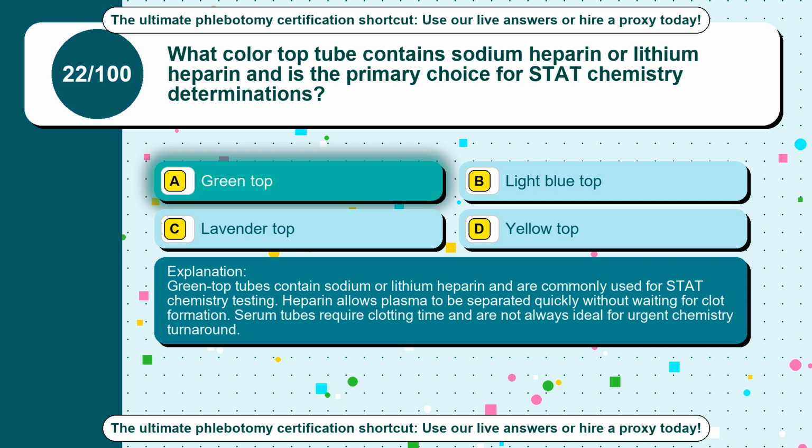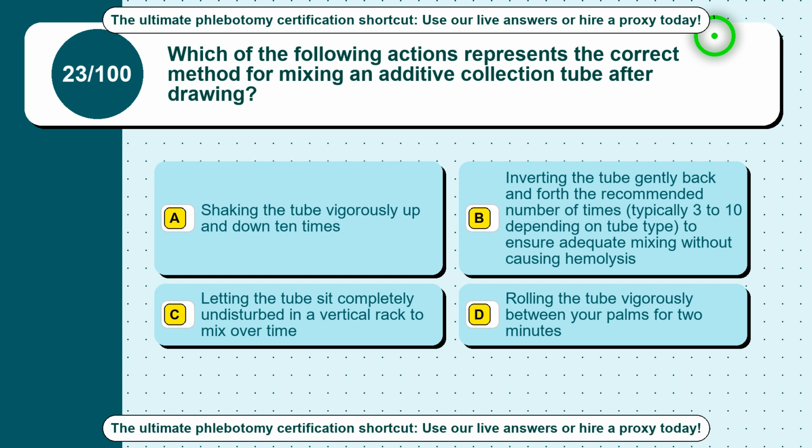Serum tubes require clotting time and are not always ideal for urgent chemistry turnaround. Question 23. Which of the following actions represents the correct method for mixing an additive collection tube after drawing?